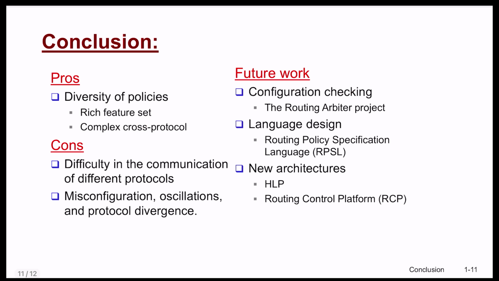Here comes the conclusion. The diversity of policies made it possible to deal with multiple scenarios, but this can also lead to misconfiguration, oscillations, and protocol divergence. Plus, BGP also suffers from difficulty in the communication of different protocols, so there are still some future investigations in the areas like configuration checking, language design, new architecture, and etc.